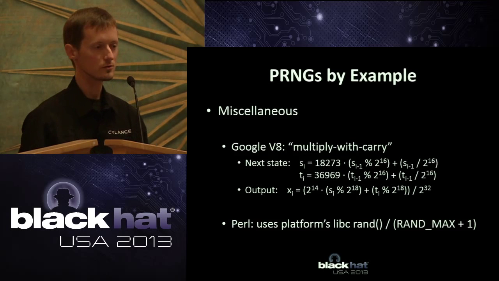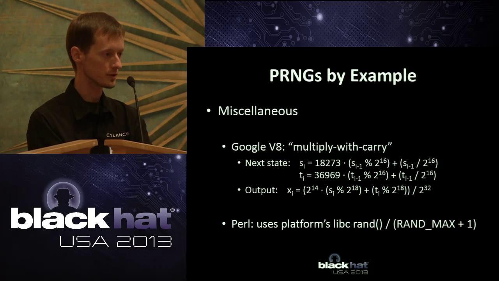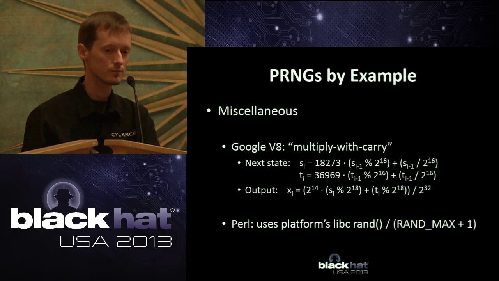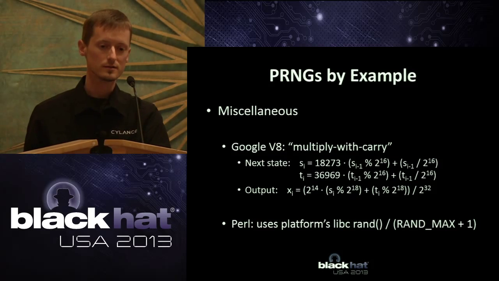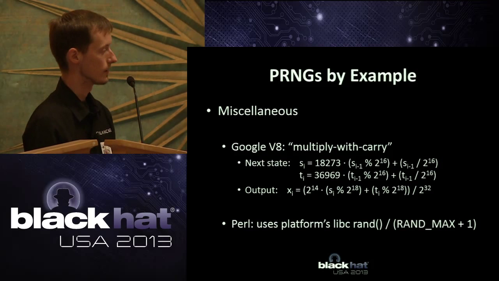Finally, we got this Google V8 PRNG. It's in their JavaScript engine, and they called it a multiply with carry algorithm. There's the math for it. We're not really going to get into it right now. And then Perl tends to, in the limited cases I looked at, just the Perl basic RAND uses the underlying platform's RAND, but then always normalizes it. Like it divides it by RAND max plus 1 to make it a float.